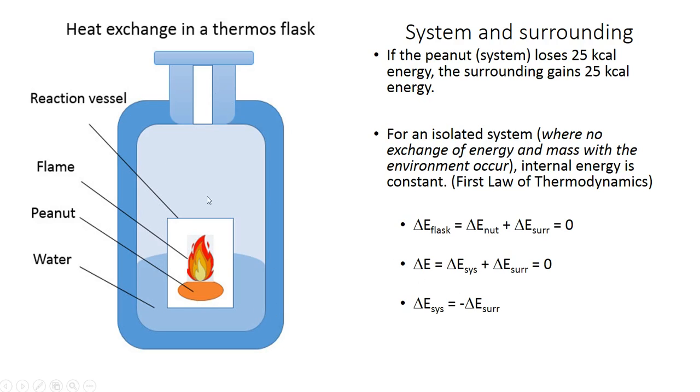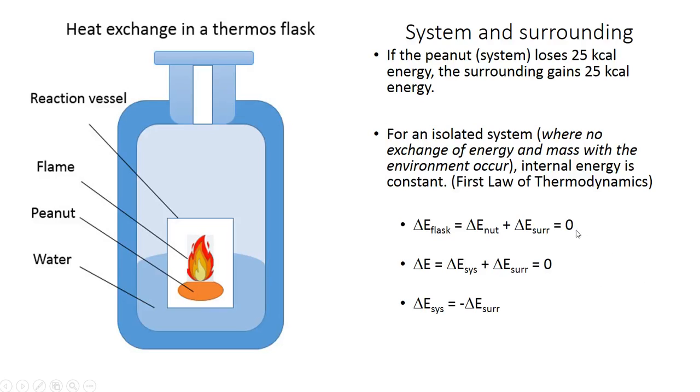So let's look at the change in internal energy of the flask. We are saying because we have an isolated flask, this flask is an isolated system, the change in internal energy of the flask will be equal to the change in internal energy of the nut here, the peanut, plus the change in internal energy of the surrounding within the flask. But because we are saying the change in internal energy here is constant, or the change in internal energy is zero, the change in internal energy of the flask is equal to zero. Because in an isolated system, internal energy is constant.